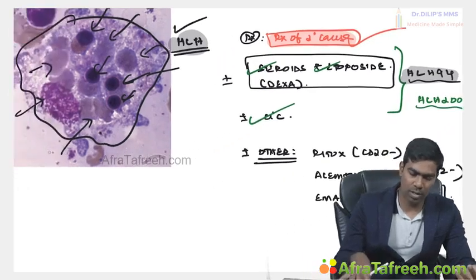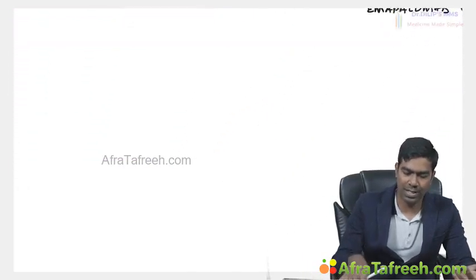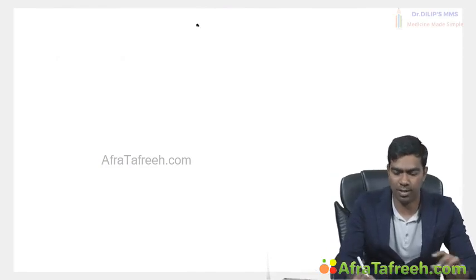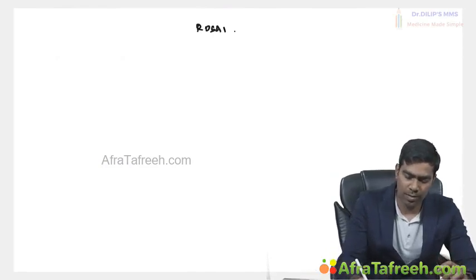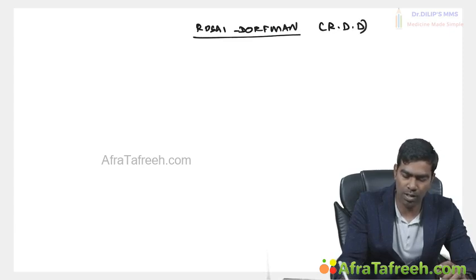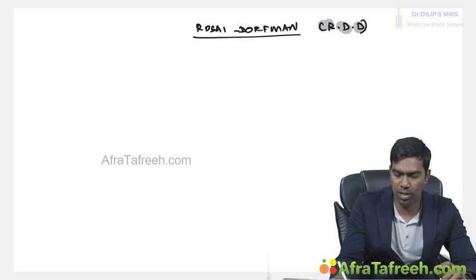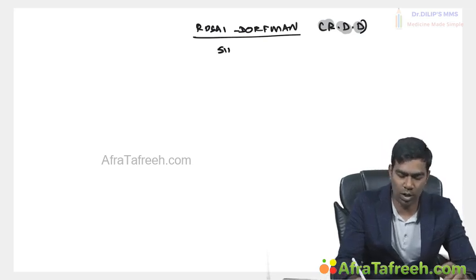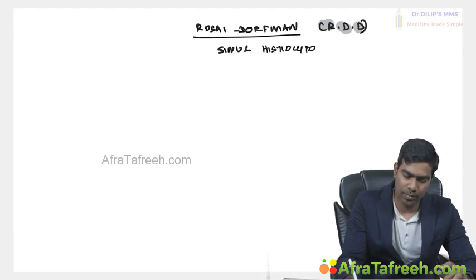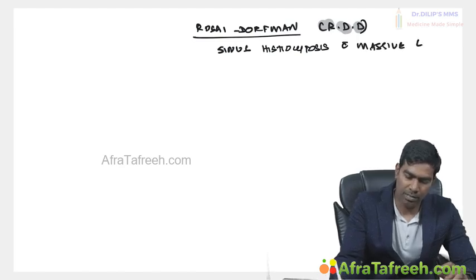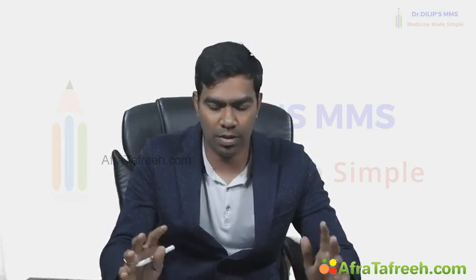So we have discussed HLH. Now we have to discuss a second histiocytic disorder, that is nothing but Rosai-Dorfman disease, or in short form RDD. Rosai-Dorfman disease, or you can also call this disorder sinus histiocytosis with massive lymphadenopathy. That's what you can call it.